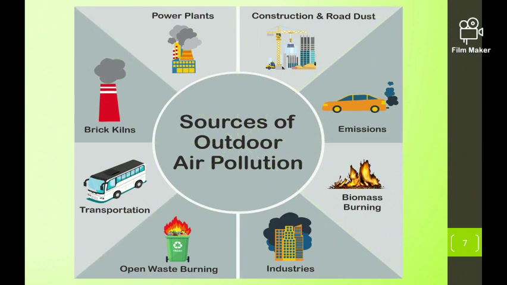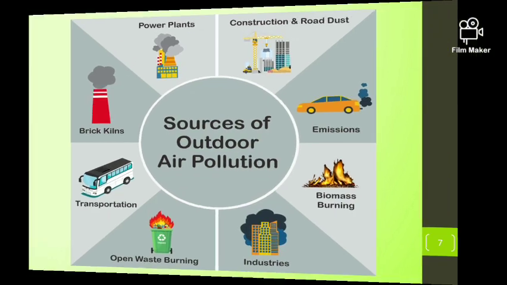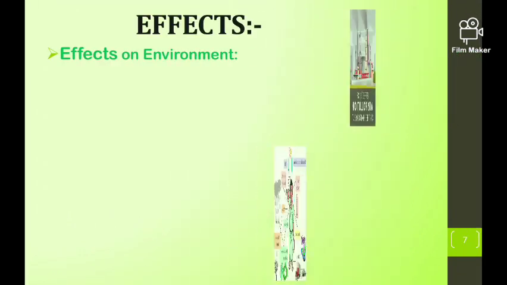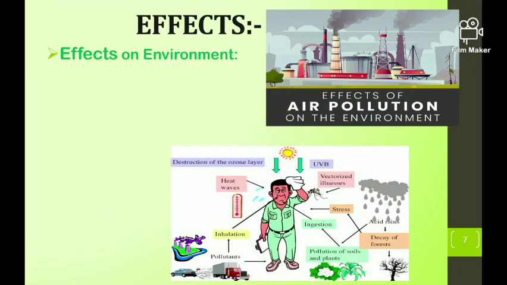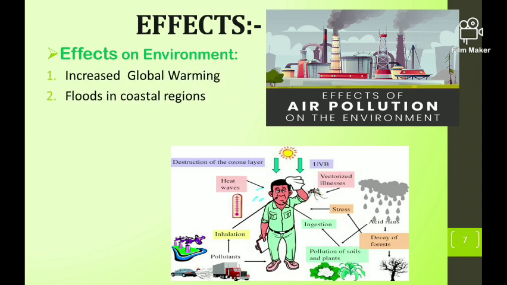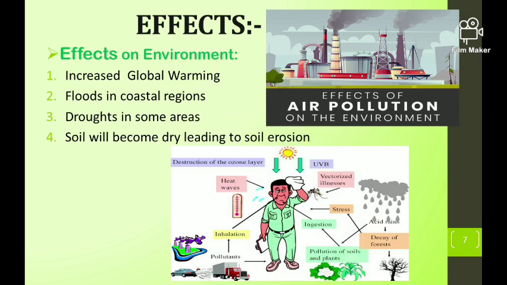The sources of outdoor pollution are power plants, construction and road dust, emission from automobiles, biomass burning, industries and factories, open waste burning, transportation and brick mills. The effects of air pollution on environment are increased global warming, floods in the coastal region, droughts in some areas and due to drought soil will become dry leading to soil erosion, smoke formation and ozone depletion.